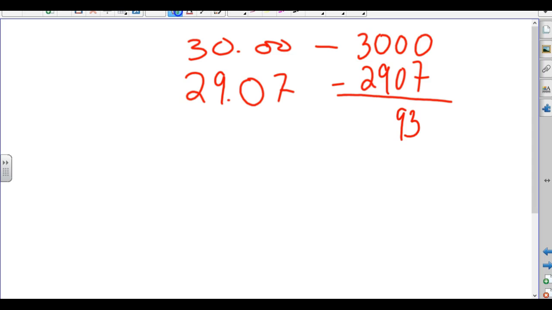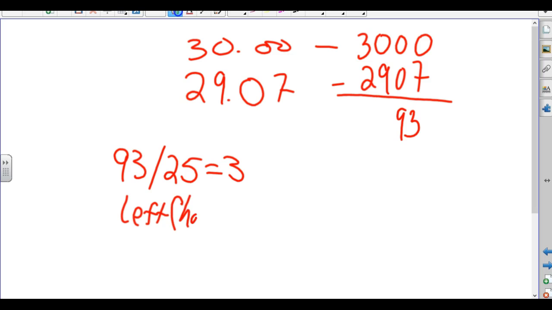And now I've got to see how many quarters are in it, right? We're going to start with quarters. Well, if I do 93 divided by 25, I get 3. Well, that's nice. That's how many quarters there are. And now if I want to get how much change is left over, well, that's 93 mod 25. And then I do it again.